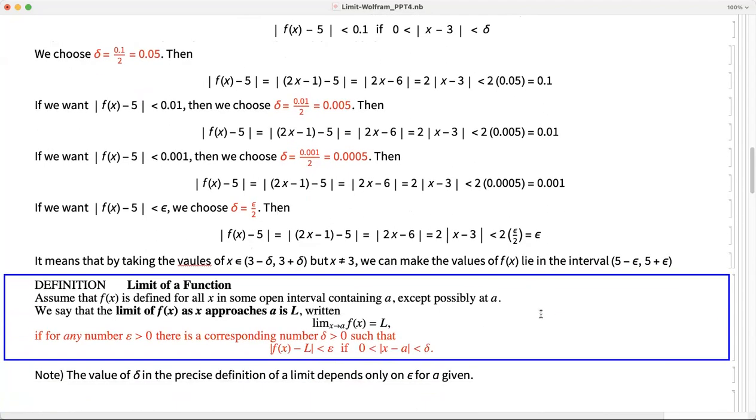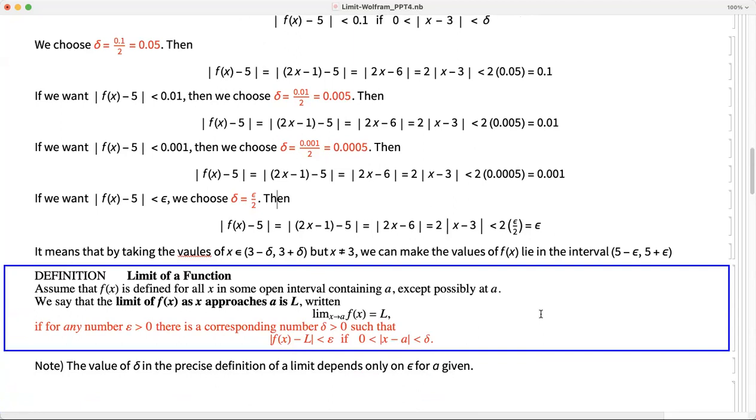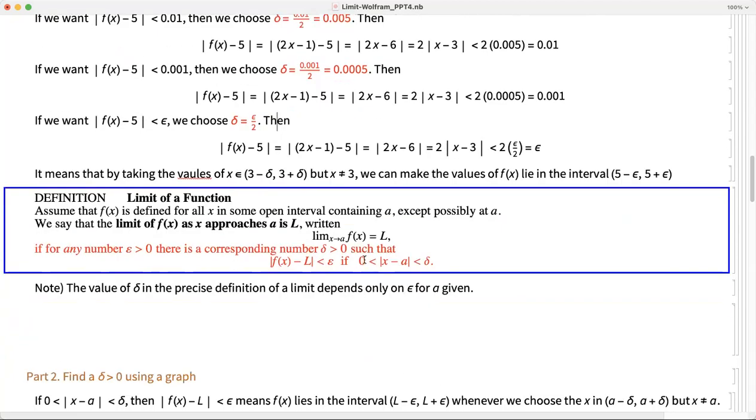Before going further, let's make the precise definition of the limit crystal clear. For any number epsilon, there is a corresponding number delta such that the absolute value of f of x minus L is less than epsilon if the absolute value of x minus a is less than delta. You can also mention that it's greater than 0, but that's obvious, right? The absolute value must be greater than or equal to 0, but x cannot be a, so that's why the equal sign is taken out of that inequality.